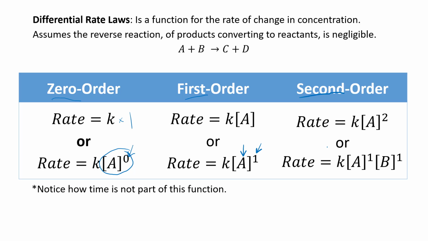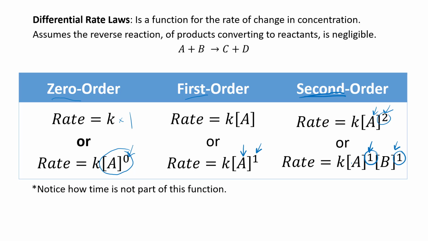A second order reaction can either be one concentration raised to the first and another concentration raised to the first, or it can be one concentration raised to the second, but the sum total of all exponents needs to equal 2 for a second order. Similarly, a third order reaction would mean you have either one that is raised to the third, or you could have three things raised to the first, or you could have one thing raised to the second and another thing raised to the first. It doesn't matter.